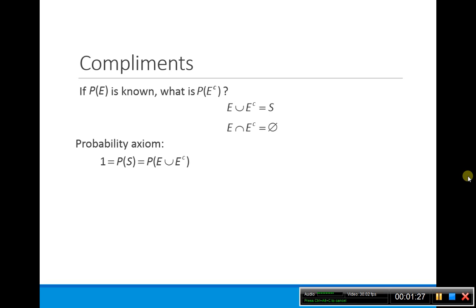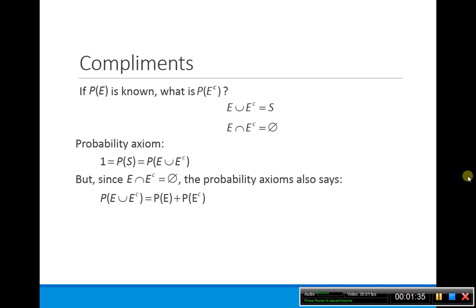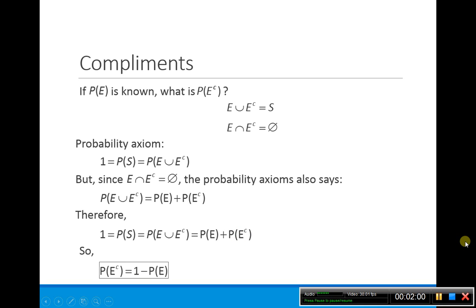So the probability axiom, remember, told us that the probability of the entire sample space is 1. So that gives us the probability of E union E complement. But we also know that E intersect with its complement is the empty set. So we also have that the probability of the union is just the sum of the probabilities. Substituting in, we have that 1 is equal to the probability of E plus the probability of the complement. We can just solve for the probability of the complement, and we get that it's 1 minus the probability of the event.